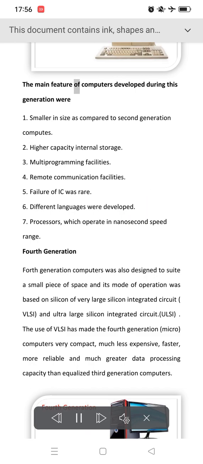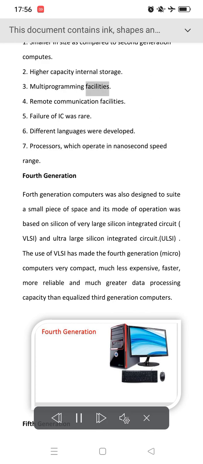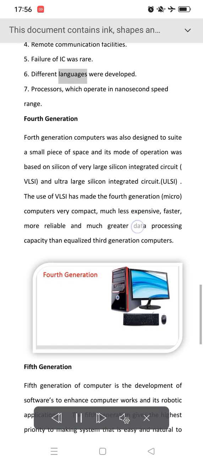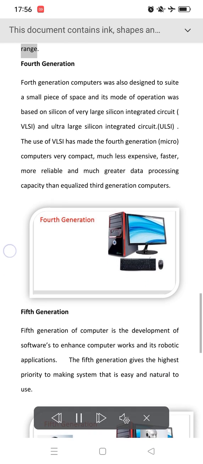The main features of computers developed during this generation were: smaller in size as compared to second generation computers. Higher capacity internal storage. Multi-programming facilities. Remote communication facilities. Failure of IC was rare. Different languages were developed. Processors which operate in nanosecond speed range.